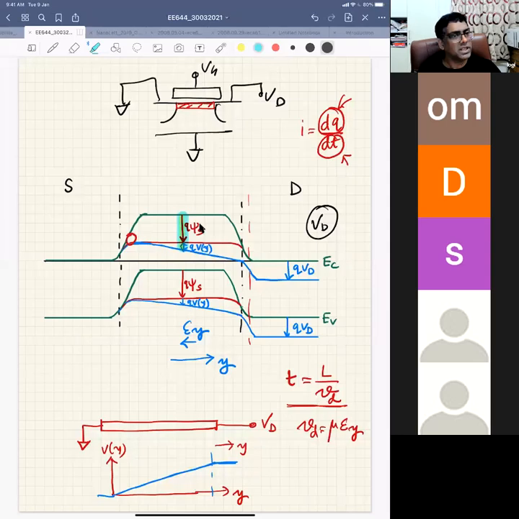If I solve the KVL from one side to the other side, what should I do? KVL will be: Vg, your gate voltage, is your voltage drop in the oxide plus voltage drop in the silicon. And the voltage drop in the silicon has changed because of the applied Vd.